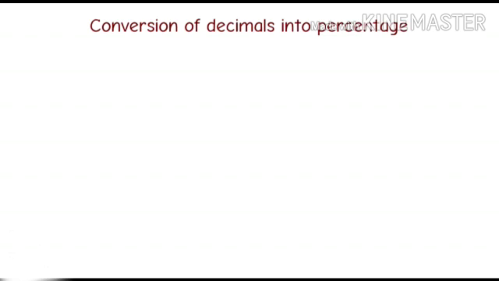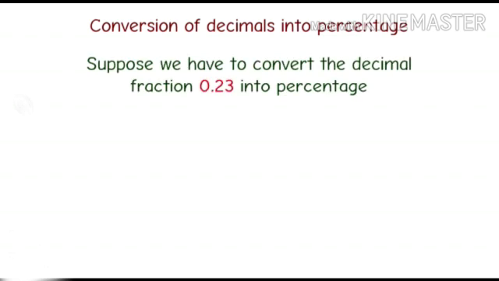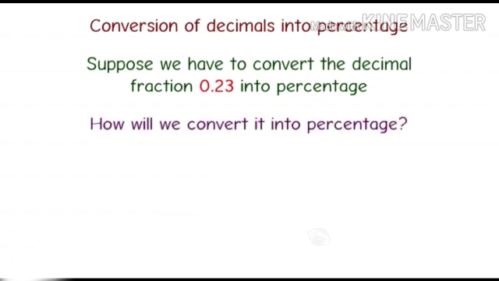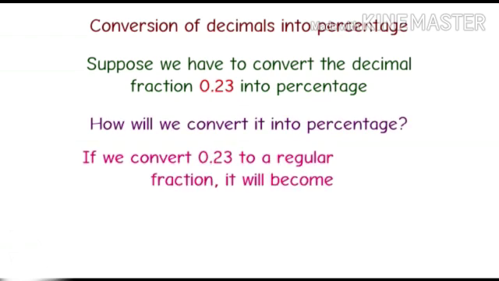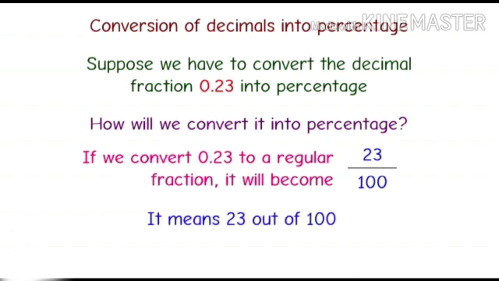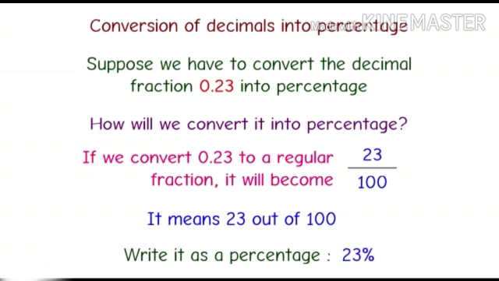Conversion of decimal into percentage. Suppose we have to convert the decimal fraction 0.23 into percentage. How will you convert it into percentage? If we convert 0.23 to a regular fraction, it will become 23 by 100. It means 23 out of 100. Write it as a percentage, 23%.